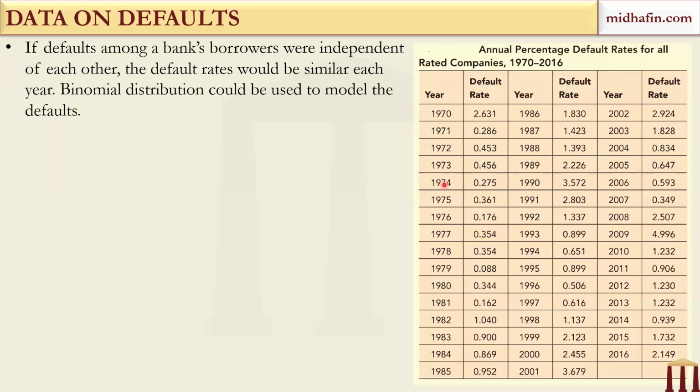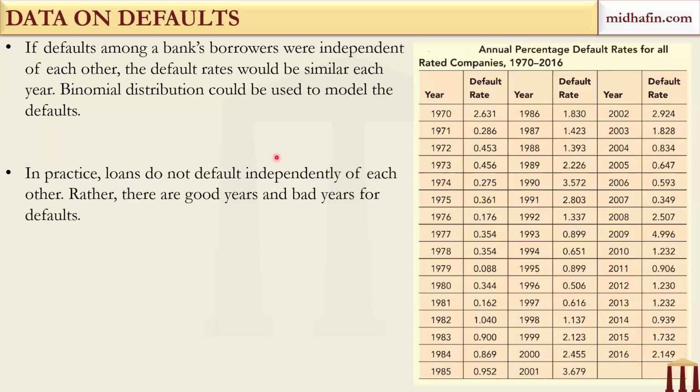So in this case also, if you assume that defaults are independent of each other, then obviously you can use the binomial distribution, provided another condition holds: that the average probability of default is also constant across the years. These two assumptions are very loose because in practice, loans do not default independently of each other. Rather, there are good years and bad years for default. So there is a lot of clustering. Default events are actually clustered together.